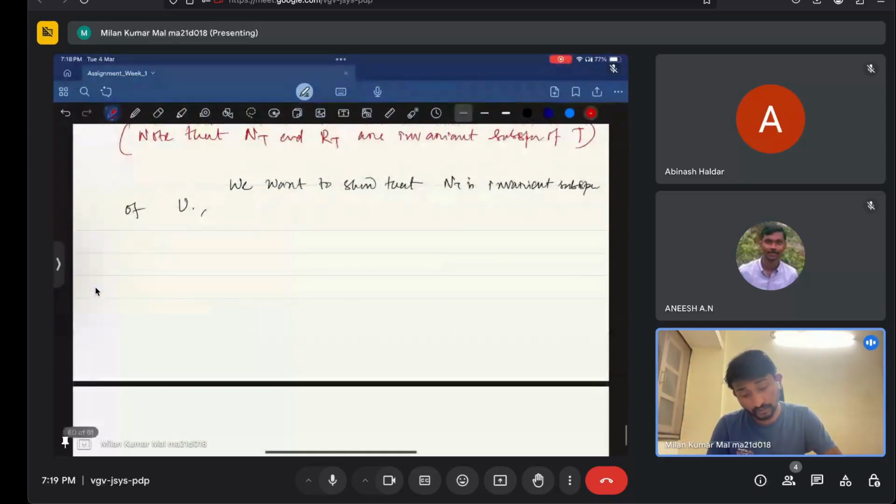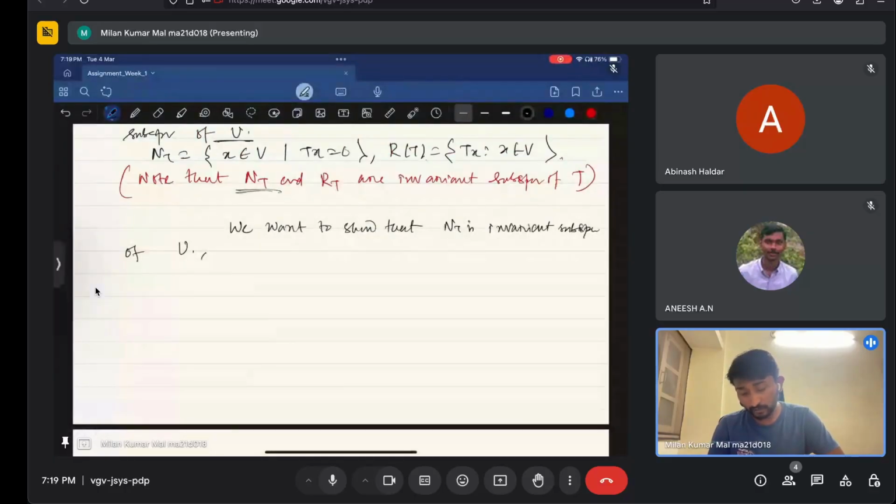Why these two are invariant subspaces is very much clear. Suppose x is an element of Nt, then we know that Tx equals 0, which is again an element of Nt, so Nt is invariant under the map T. Similarly, if Tx is an element in the range of T, then consider T of Tx, that is again in the range of T. So these are already invariant subspaces corresponding to the linear operator T.